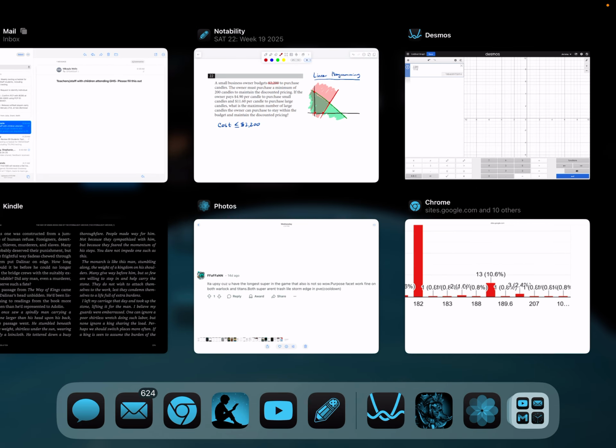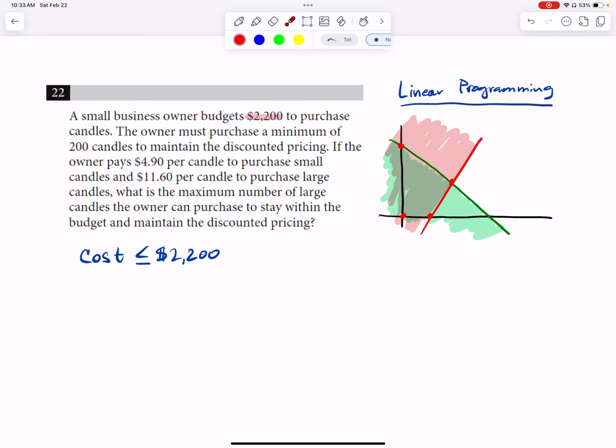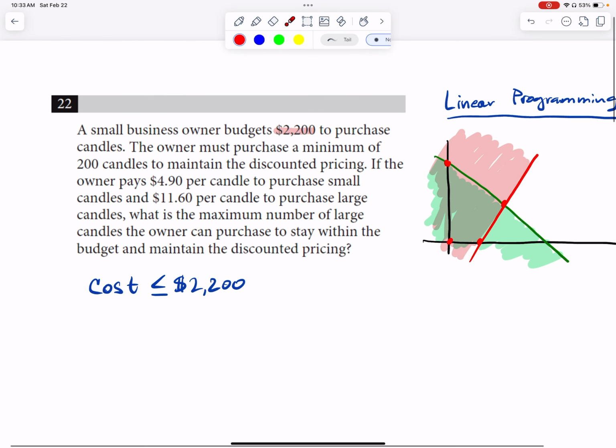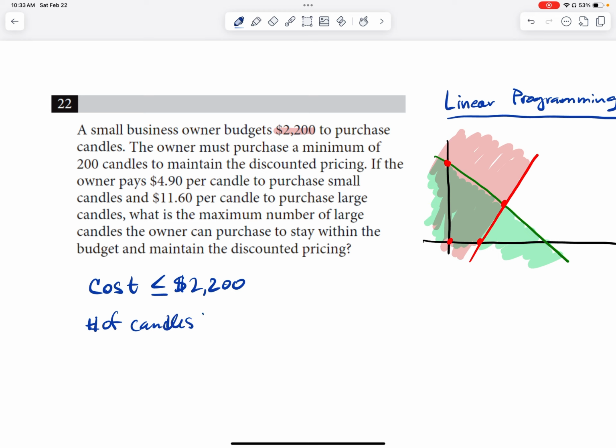Remember that in order to lock in that discount price of $11.60 per candle, you have to actually have 200 candles. And we're not when it's 189. So that's another inequality right here. The number of candles has to be greater than or equal to 200. If it's 199 or 189, you haven't bought enough candles to actually meet the minimum requirement.